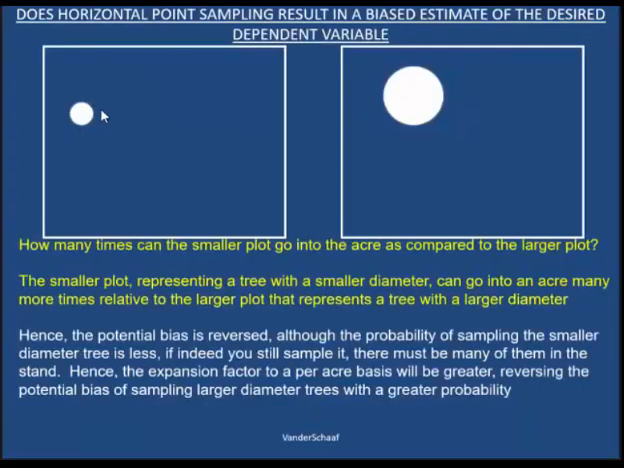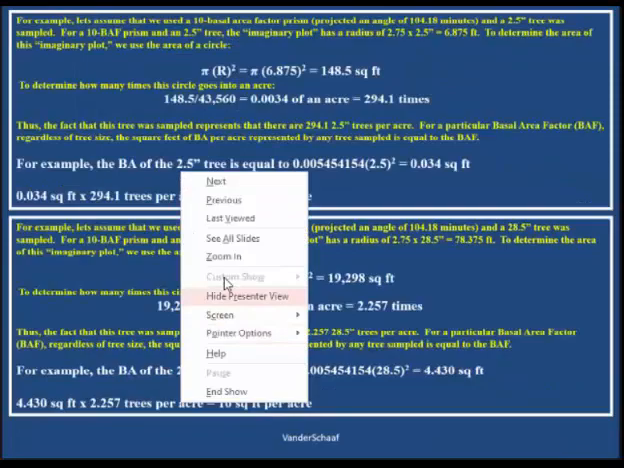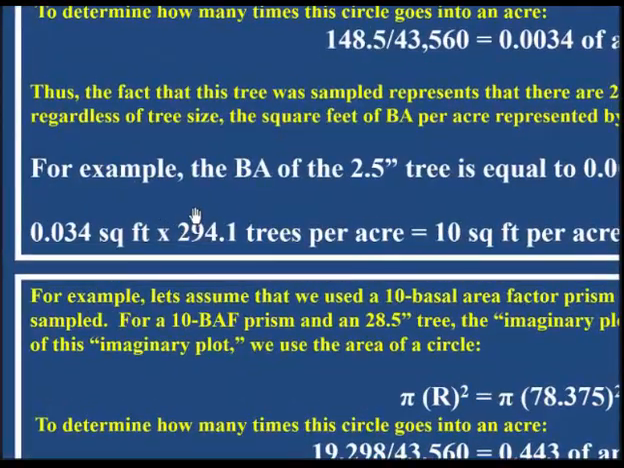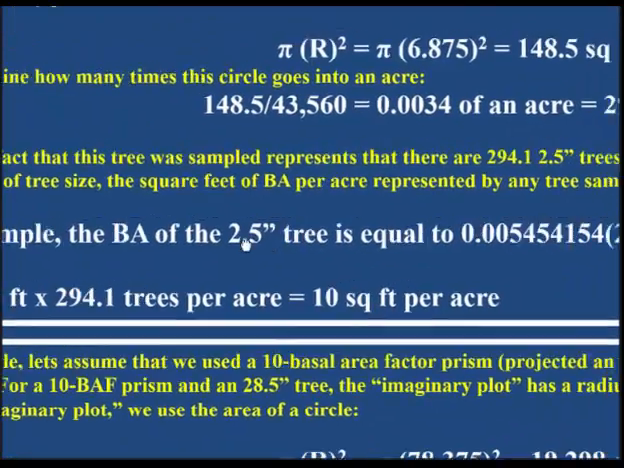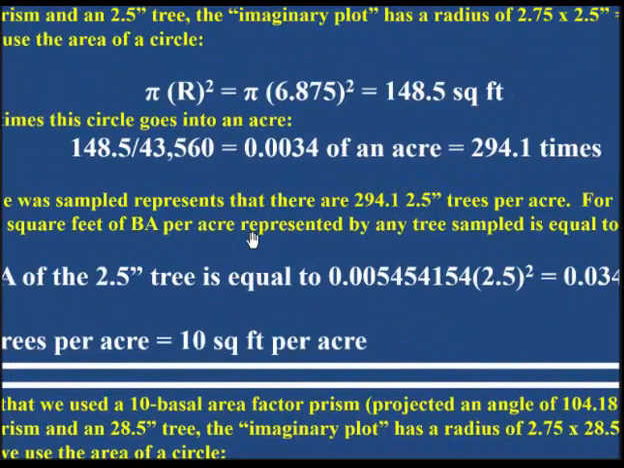So we can think of this as the 2.5-inch tree, and this is the 11.5-inch tree. And that smaller imaginary plot blows up. It goes into an acre many more times than this larger imaginary plot. Thus, the fact that this tree was sampled leads us to infer, through sampling theory, probability theory, that there are a lot of 2.5-inch trees per acre out there, that there are 294.1 2.5-inch trees per acre.